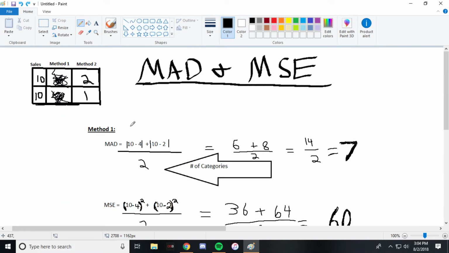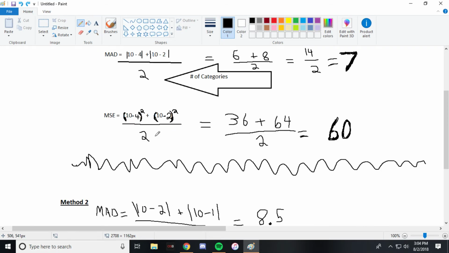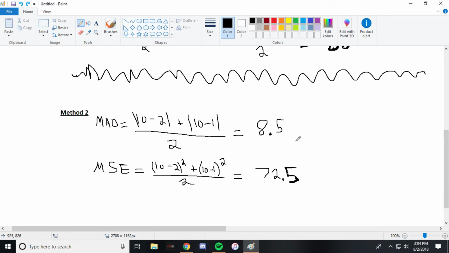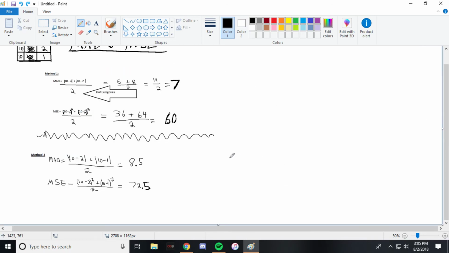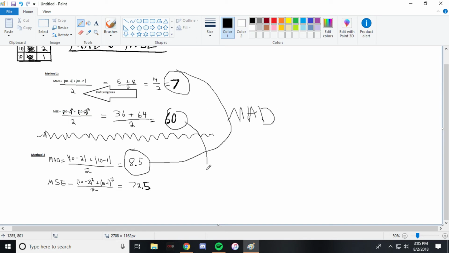It's going to be the first 10 minus 2 plus 10 minus 1. Same principles as before. You do the exact same thing I just said for method 1, and that gives you the values of 8.5 and then 72.5. Now we want to compare them to method 1. Let's look at 8.5 in comparison to the 7 as a MAD score. Obviously 7 is a lower value, as is 60 when we compare it to the 72.